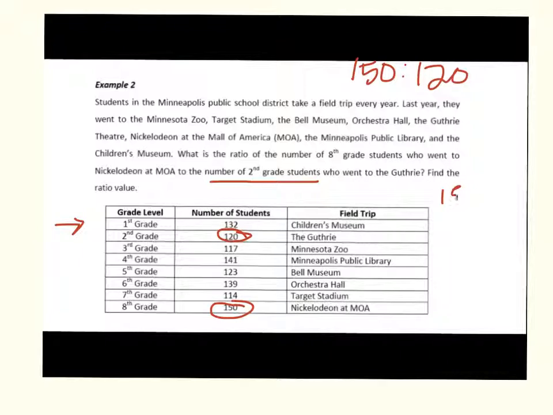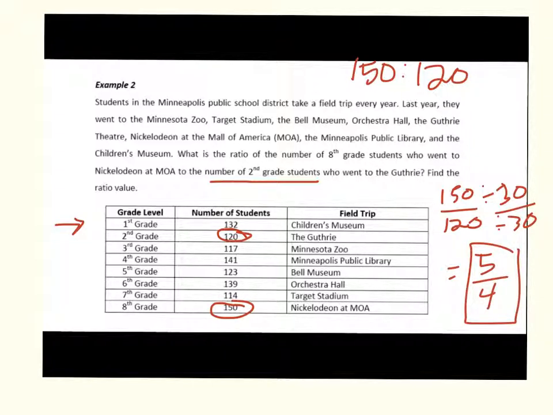And we can reduce this by finding our greatest common factor. So go ahead, pause the video, find your greatest common factor, and try to simplify it. So if I list out all my factors, I notice that my greatest common factor is indeed 30. So I'm going to divide out a 30, and my equivalent ratio will end up being 5 to 4. So for every 5 8th graders, there are 4 2nd graders.